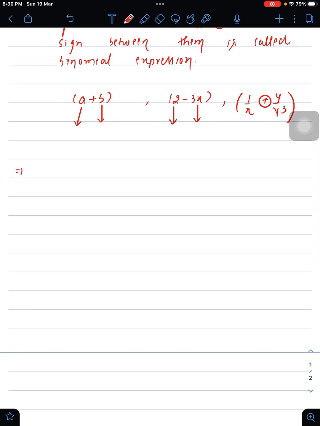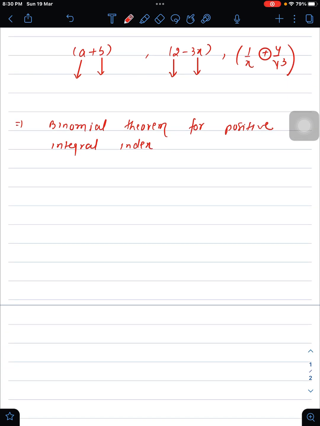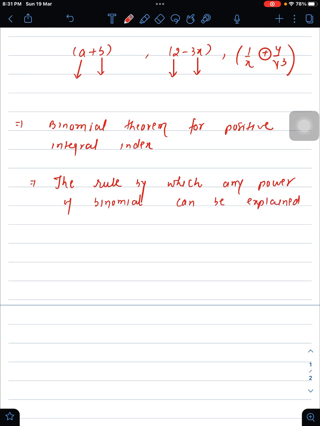Now let me define the binomial theorem for a positive integral index. Don't worry, I will define every term one by one. The rule by which any power of a binomial can be expanded is called the binomial theorem.